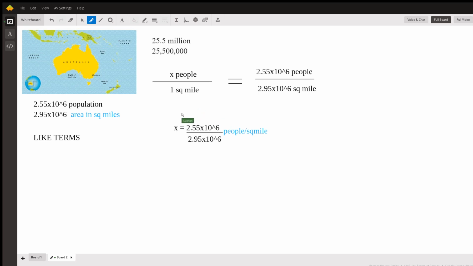Okay, so now we can just do the straight math. Remember, we're looking for how many people per square mile. So we've got 2.55 times 10 to the 6th divided by 2.95 times 10 to the 6th. This 10 to the 6th here, it's basically going to cancel out. It's going to equal 1, and I'll show you why.